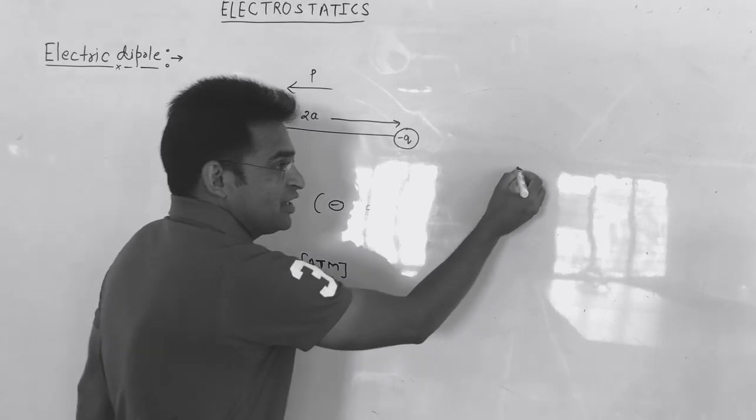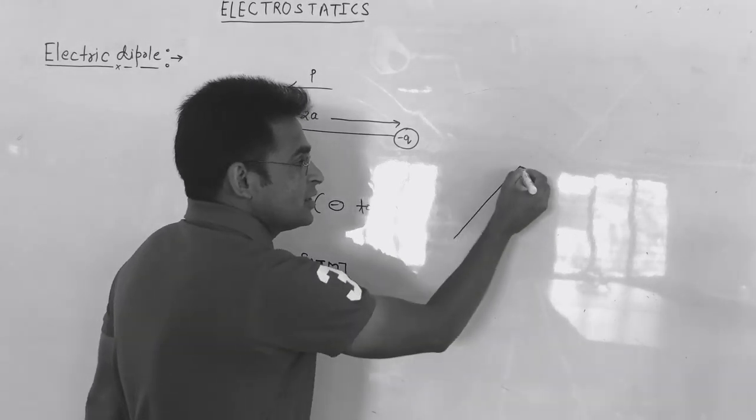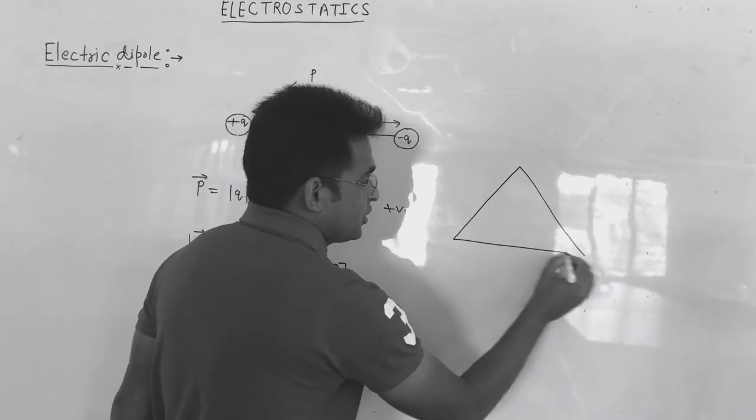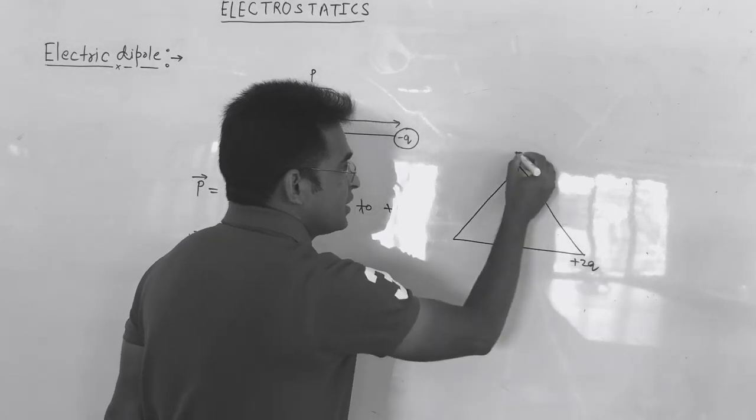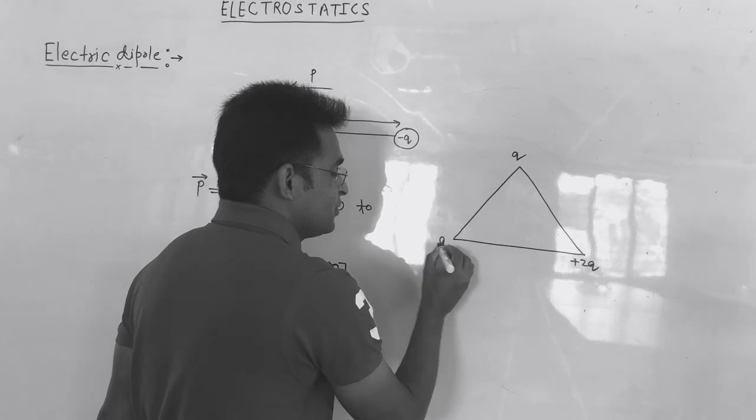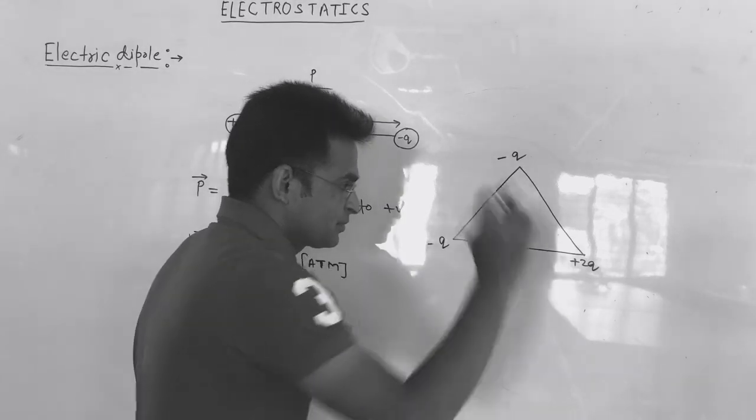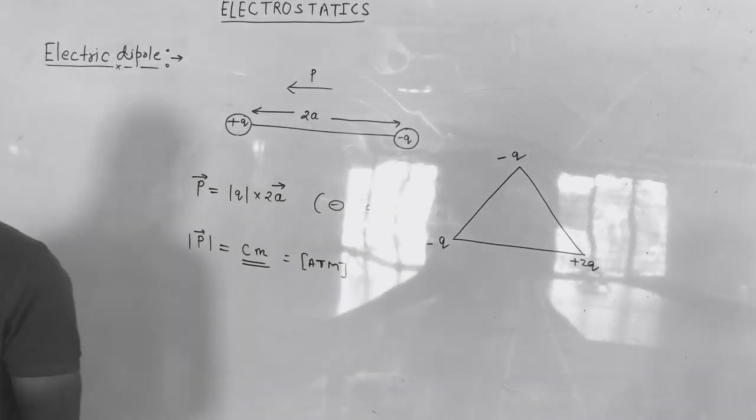Now based on this dipole moment concept, we'll do one question to clear this concept. Let's say there are three charges. This charge is plus 2q, this charge is minus q and this one is plus q, and it's an equilateral triangle.